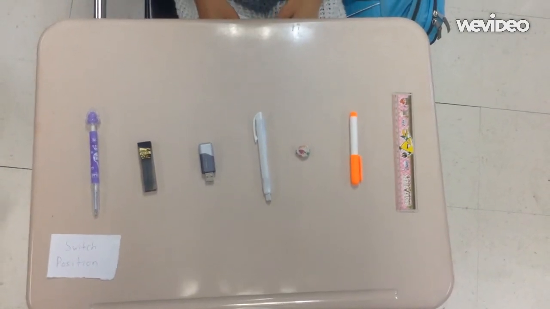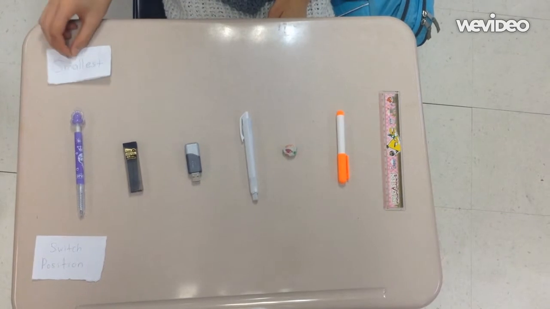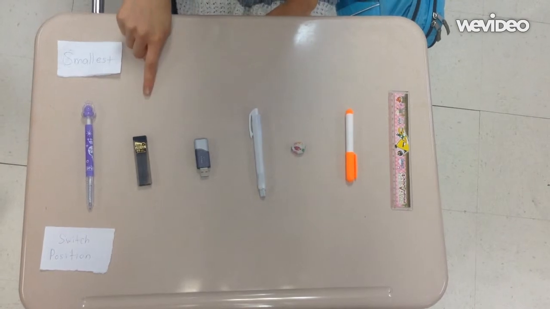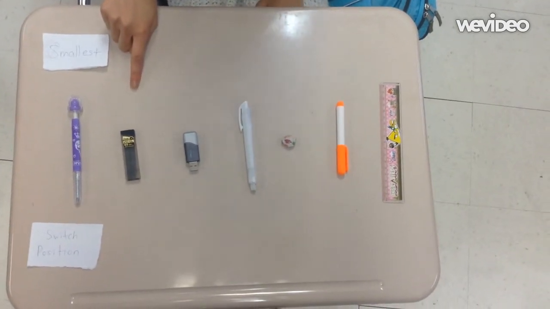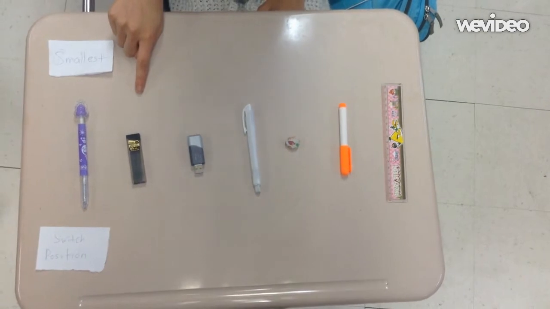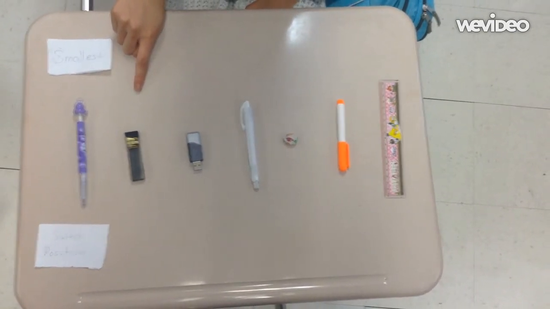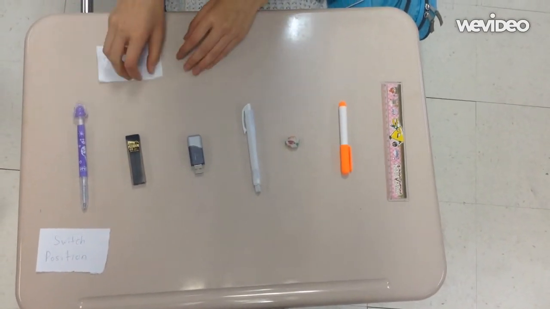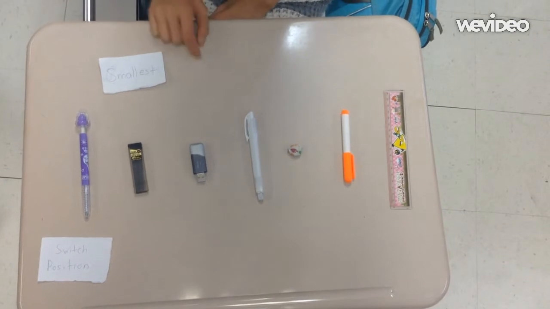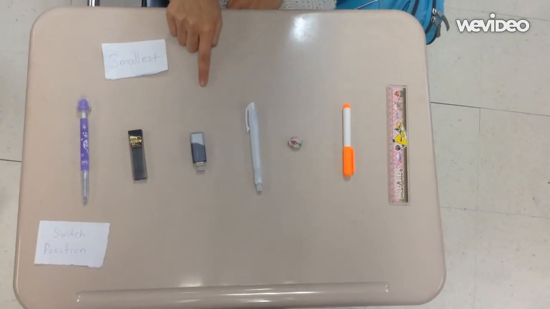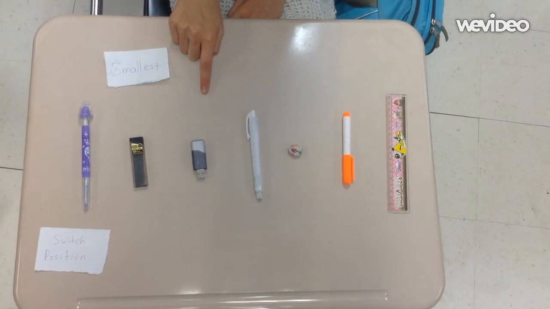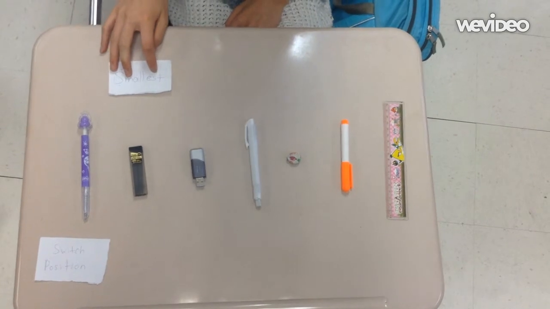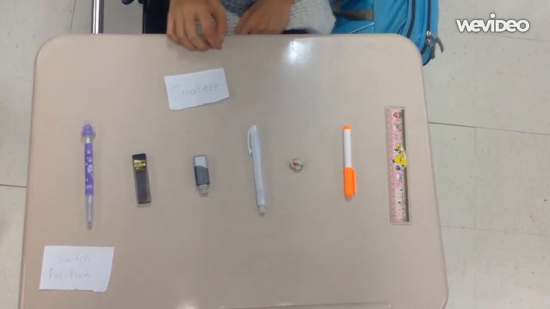Because this is the first item in the array, we will designate it as the smallest item. Then we will move on to the next item, which is the lead. We will now compare this item's length to the smallest item's length. Because the lead is shorter than the pen, we will designate it as the smallest. We will then move on to the next item, which is the flash drive. We will compare this to the current smallest item, which is the lead, and we find that it is smaller, so we designate the flash drive as the smallest.